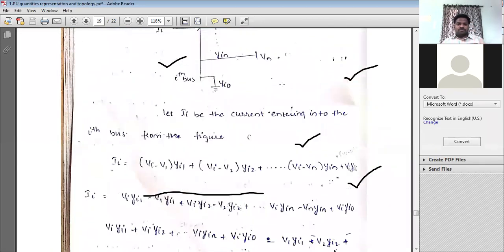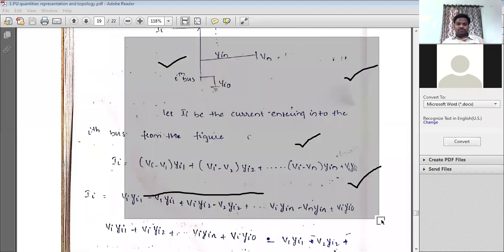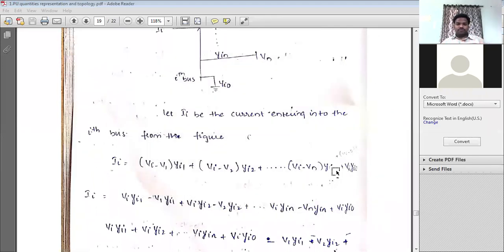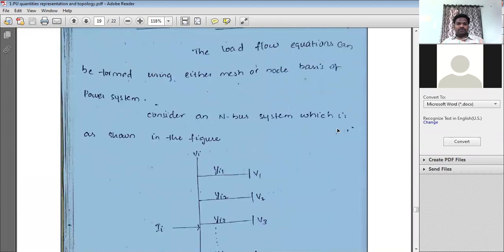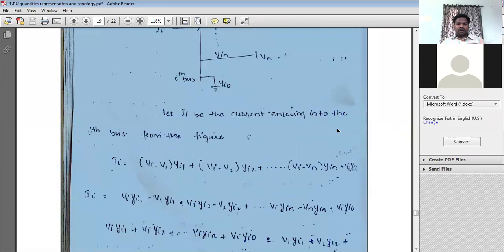Now you see here. Okay, so plus Vi into Yii. All these terms are related to the previous step. You should be very careful. We will discuss it later, but please note this down. First you draw this figure and simply note it down. Write down these equations.